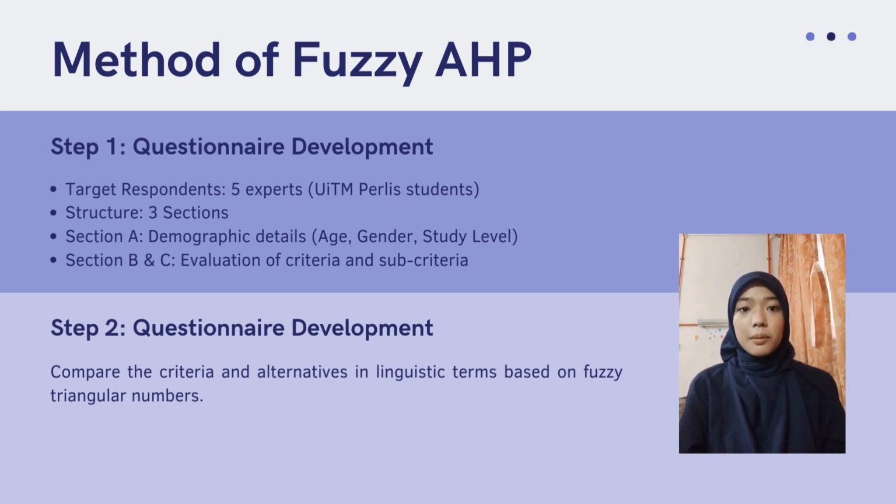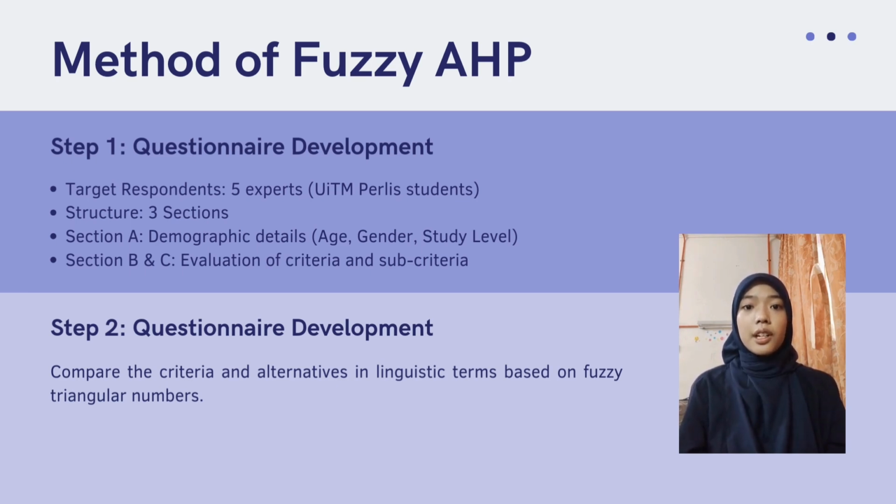Section A collects demographic details such as age, gender, and study level. Meanwhile, sections B and C focus on the evaluation of criteria and sub-criteria, which is essential for the pairwise comparison process later. The purpose of this questionnaire is to gather expert opinions on the importance of different criteria and sub-criteria, which will then be analysed using the fuzzy AHP approach.